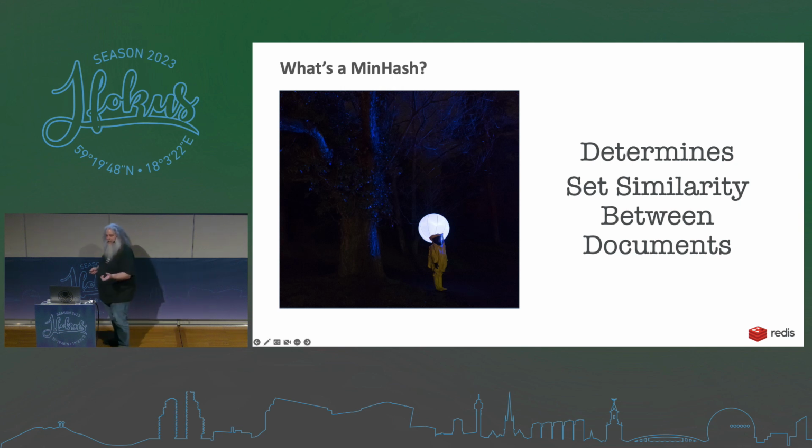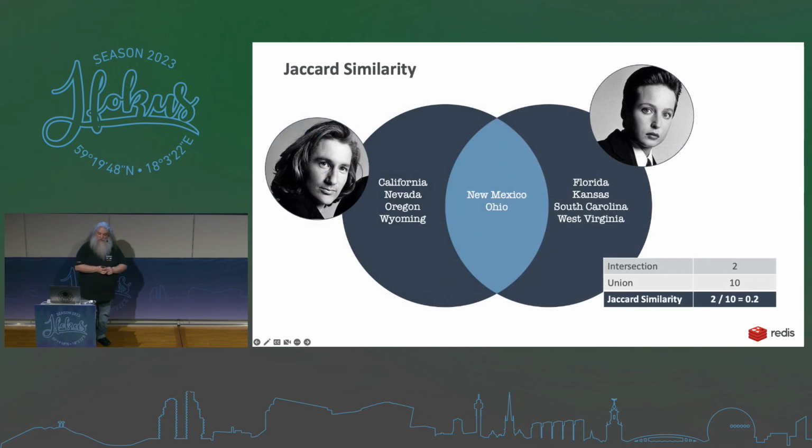So how do we compare sets? How do we say how similar sets are? Well, there's a simple formula that you can use called Jaccard similarity. Some of you may have heard of this. It's not very complicated. All you're really doing is taking the cardinality of the intersection, that'd be the two bits in the middle, with the cardinality of the union of the two sets, and getting the ratio of those.